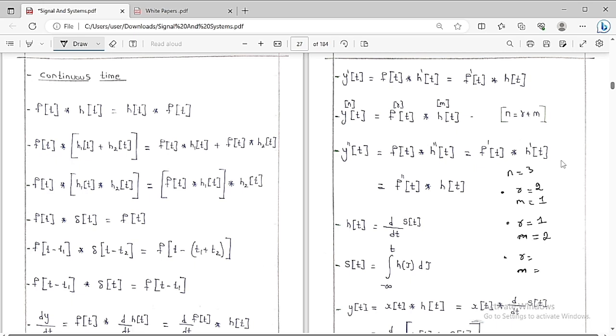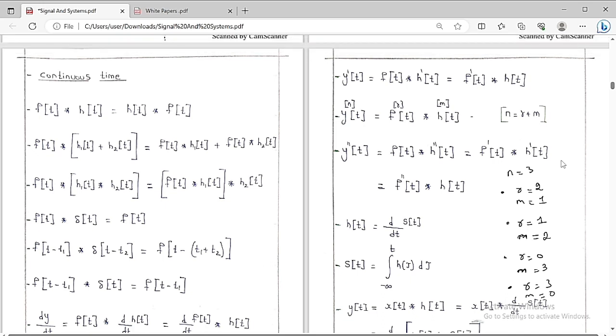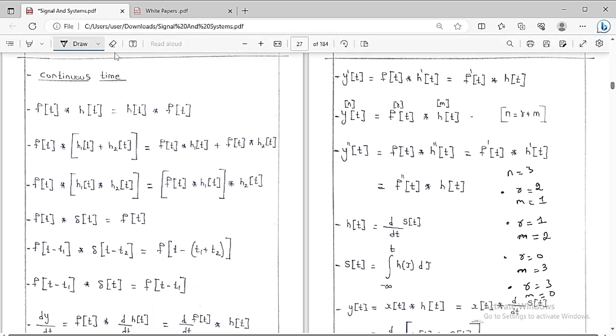Or you can say r is equal to 0 and m is equal to 3, or r is equal to 3 and m is equal to 0. This is also possible. Any other possible? No, only these are possible. So these are the different cases for n is equal to 3. Like this you have to remember, n is equal to m plus r. If you remember this concept, then you can easily go for any other case.